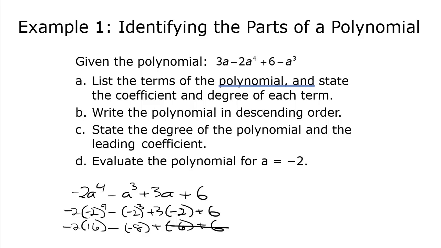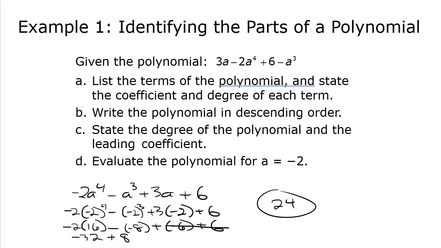Now I can do the rest of my work. -2 times 16 is -32. Minus a minus becomes plus 8, right? And so then we get 24.